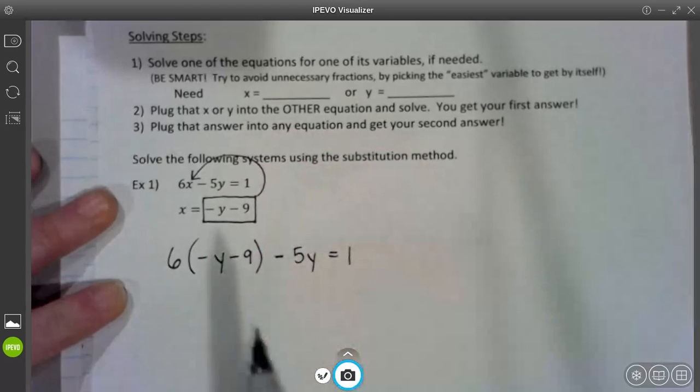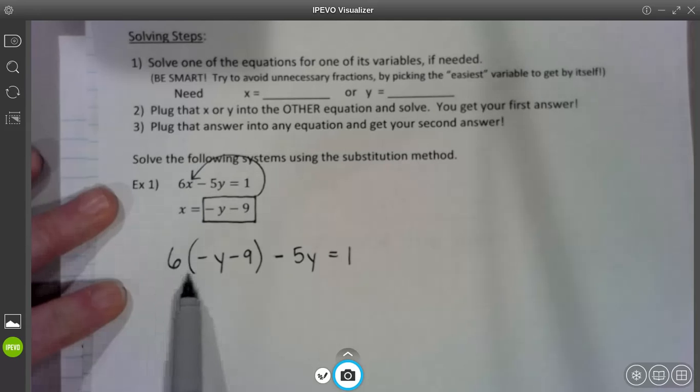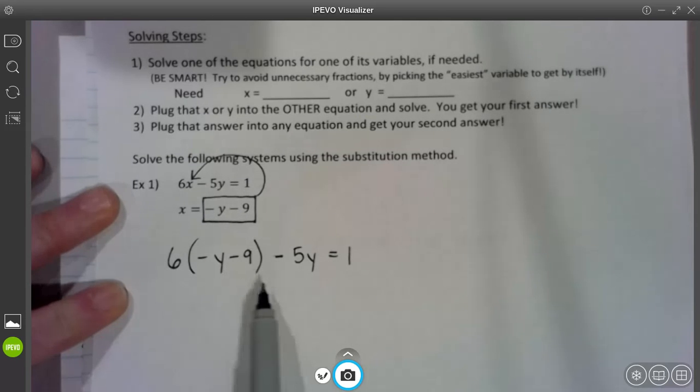So guys, what it does is it leaves you with one equation that only has one variable in it. This equation only has a y in it, which means we're going to be able to solve this equation for y. So this should feel very normal for us.